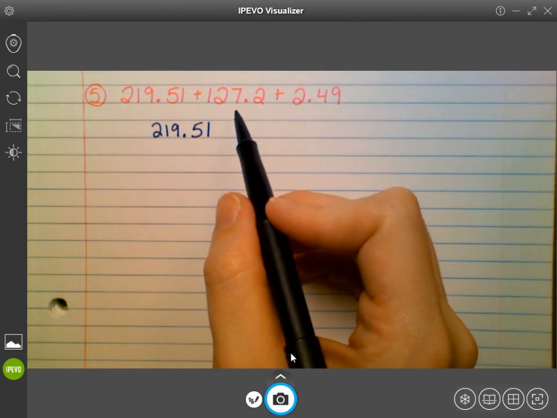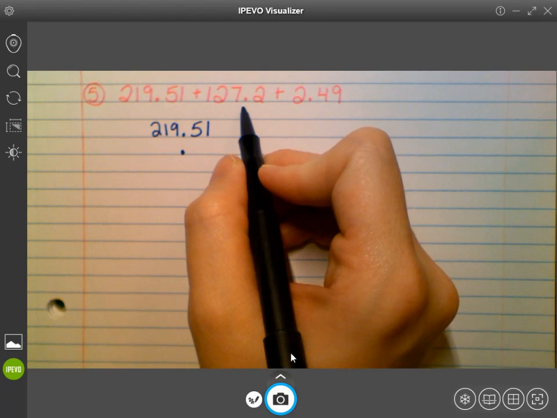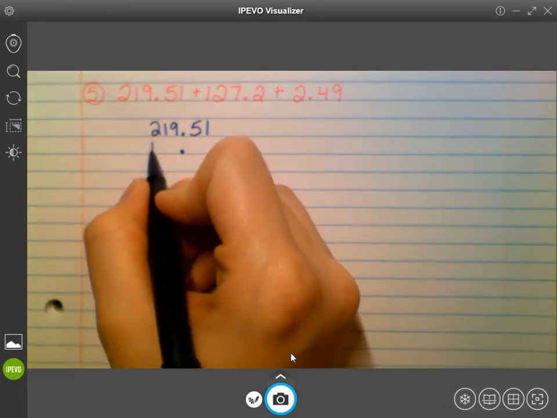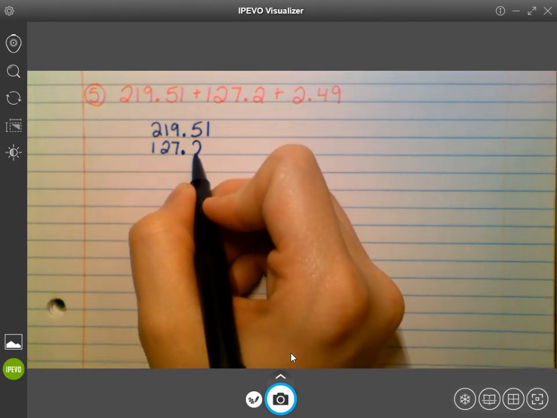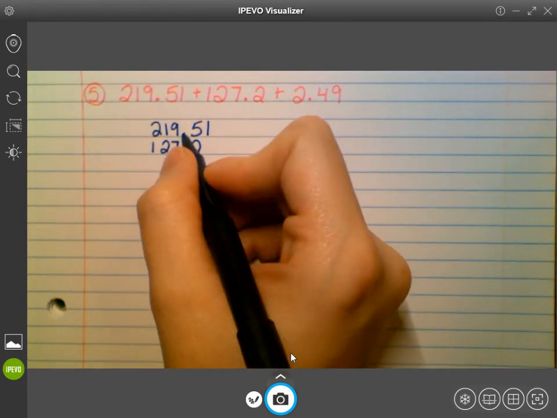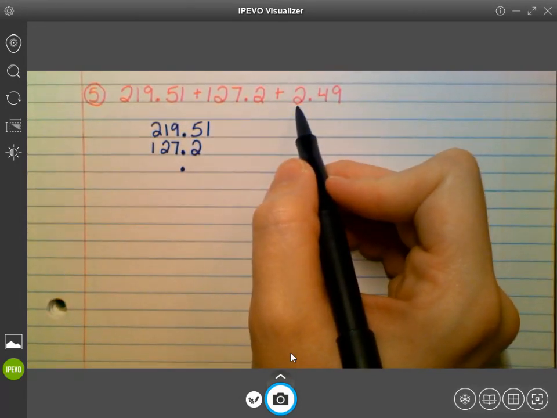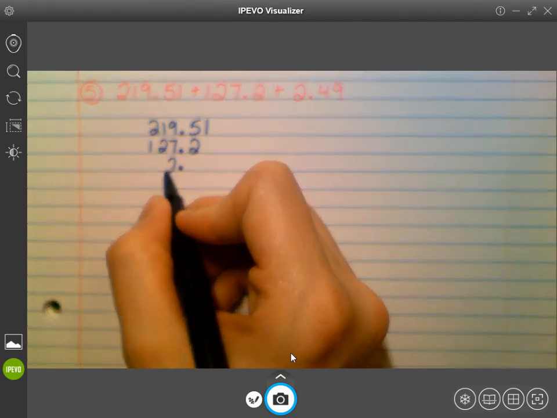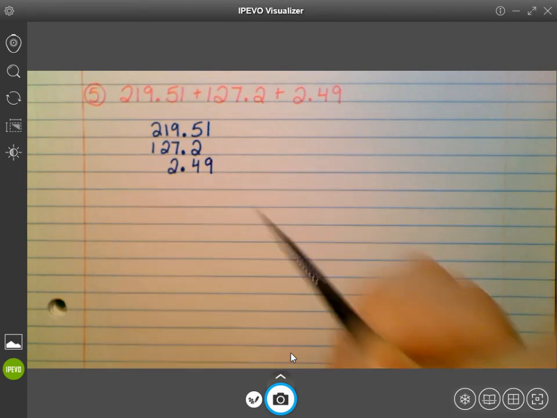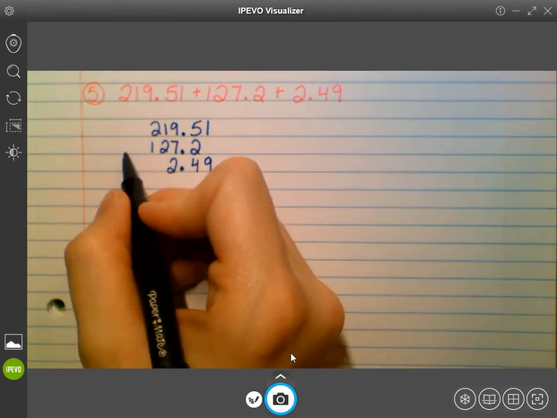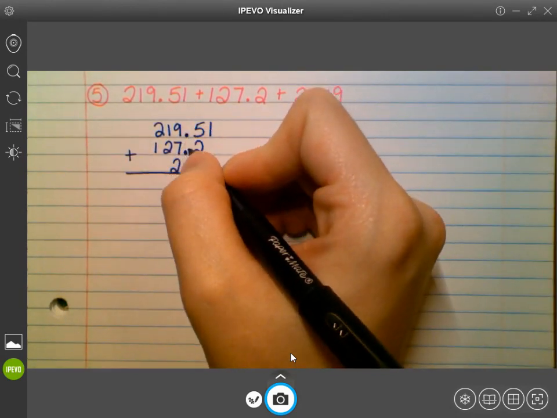Now I need to make sure my second number lines up. So I'm going to put the decimal first. Then to the left I have 127. To the right I have a 2. Then my third number, I'm going to make sure that decimal lines up with the first 2 decimals. Directly to the left I have a 2. So I'm just going to write the 2. And then to the right I have a 4 and a 9. Awesome. Now I'm adding, so I'm going to put my addition symbol and my line. So I've lined up all 3 decimal points.